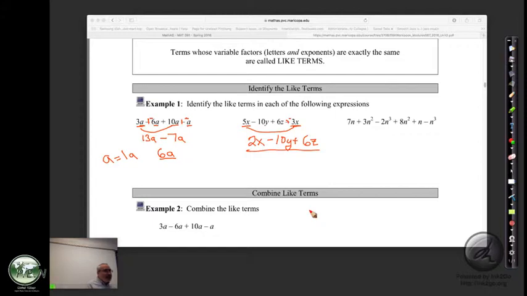So you don't want to always find the like terms. Now this last one gets into maybe a little bit of complication because we see a lot of n's here, don't we? But are all the n's the same?